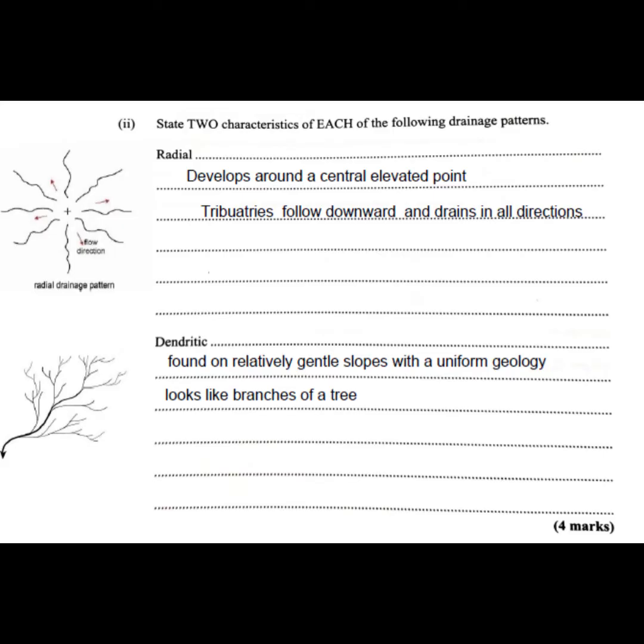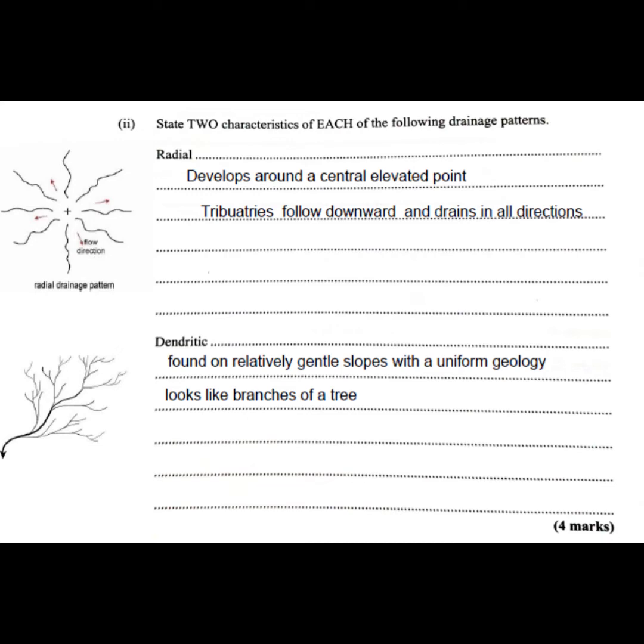And then the fact that it develops around a central elevated point, the streams basically radiate outward from a central high point, and it usually develops on a volcanic dome. The tributaries form a summit which flows downwards and drain in all directions. So the fact that it develops on the peak of a volcanic dome, the streams or the tributaries flow downward and they drain in all different directions. So if you were able to list any two for radial, then 2 marks belong to you.